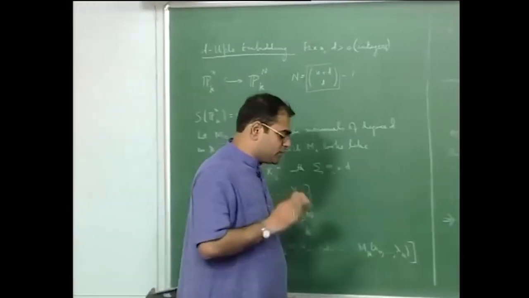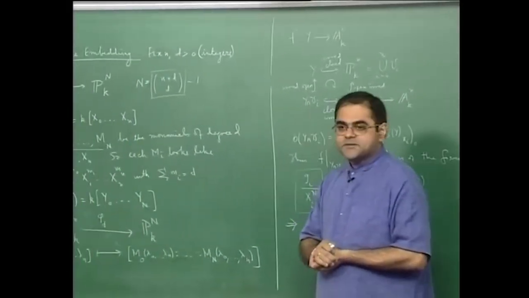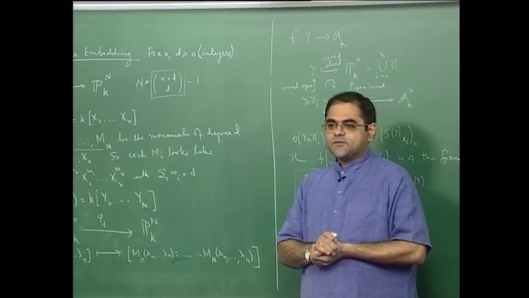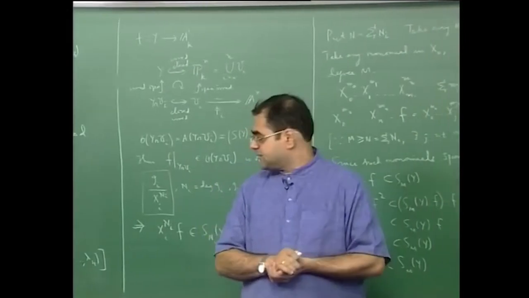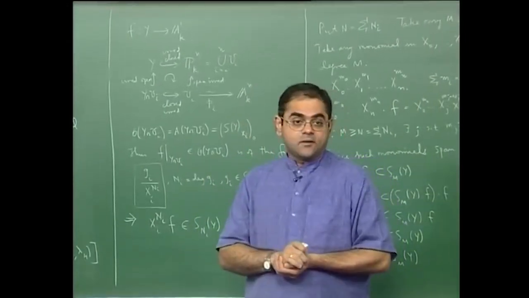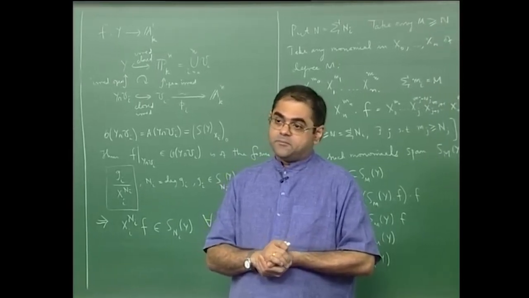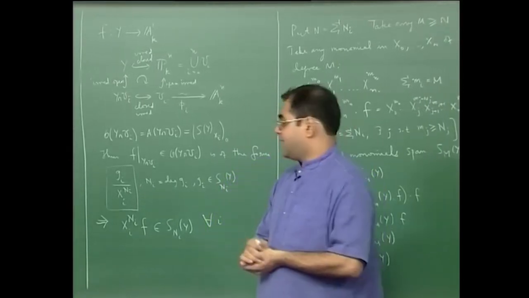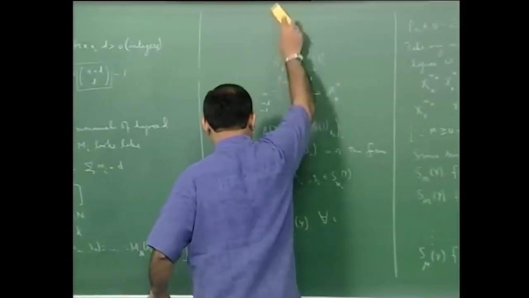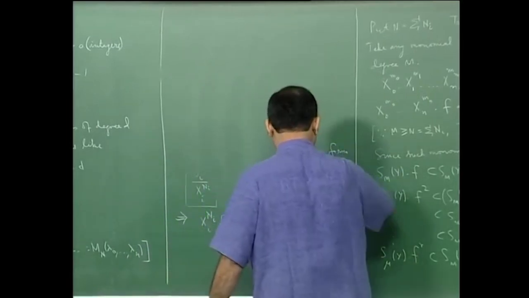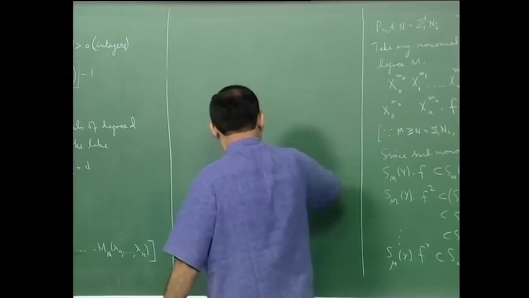Now the point is the following: this map embeds the smaller projective space as a closed subvariety of a bigger projective space. This is a closed embedding, in other words this map is an isomorphism onto its image, and the image is an irreducible closed subvariety of the bigger projective space. So how does one see this?